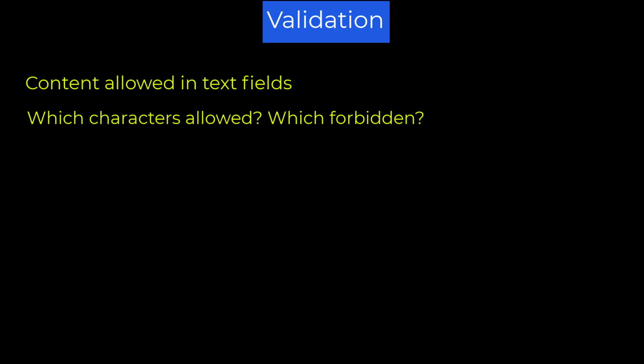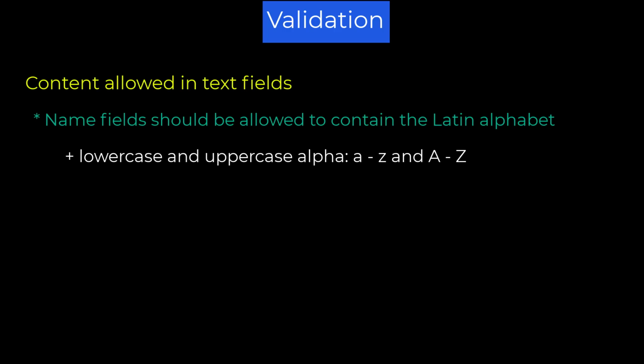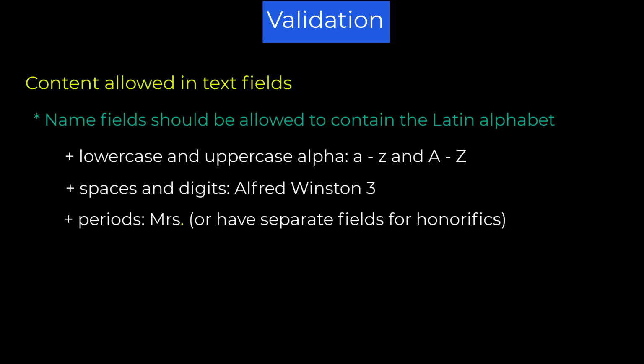The next area of validation has to do with content of text fields, what characters should be allowed and which should be forbidden. And that, of course, depends on the particular content the field is asking for. For example, name fields should be allowed to contain the Latin alphabet, that is, lowercase and uppercase, A through Z. Spaces and digits, for example, Alfred Winston III. Periods, for example, Mrs. M-R-S dot, unless you ask for honorifics in a separate field.